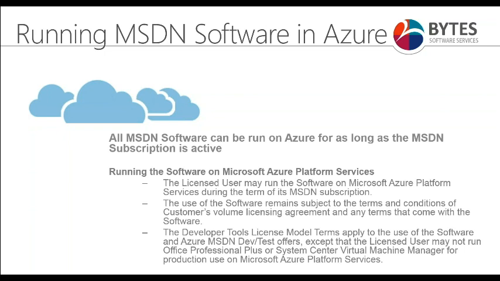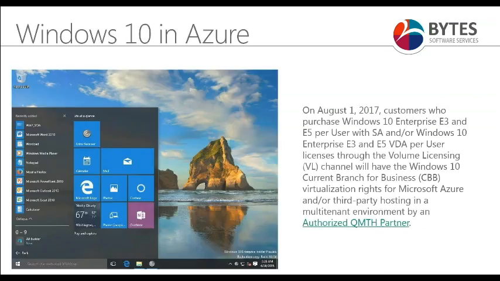And then one new thing for this month is Windows 10 in Azure. Since the beginning of August, you can now use Windows 10 as a VDI image in Azure using the current branch for business of Windows 10, as long as you have Windows per user or VDA per user. This is available from this month for any volume licensing agreement, and next month it will also be available for the Microsoft Cloud agreement.